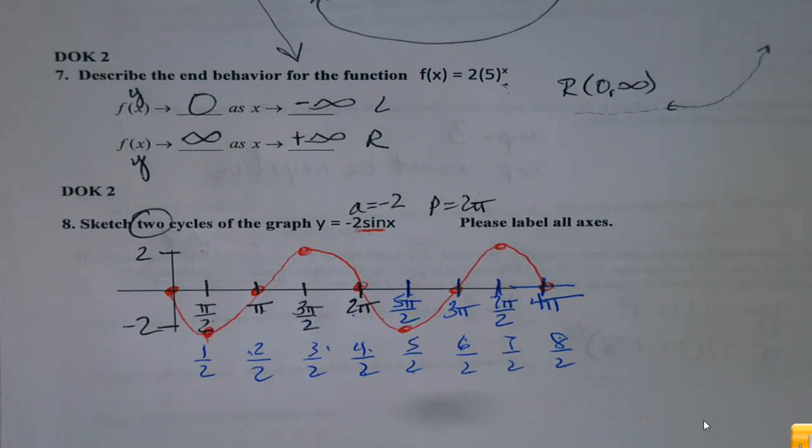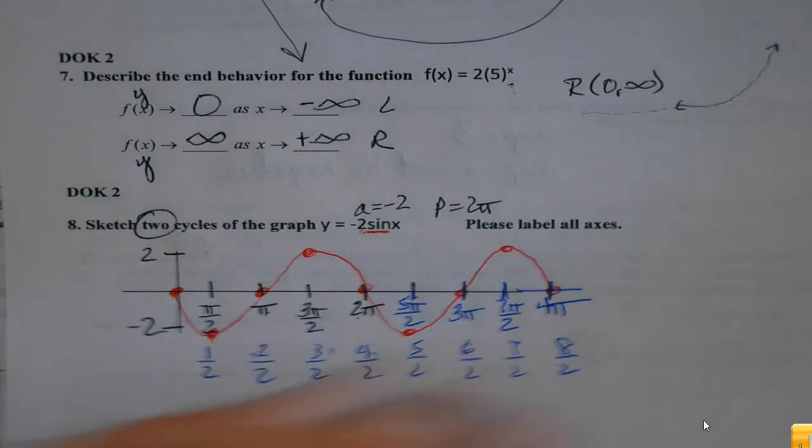So again, details, details, details. Watch if it's sine or cosine to see where you're starting. Watch the a value to see where that next point's going to be. But then just expand your pattern. Let it kind of roll that way.